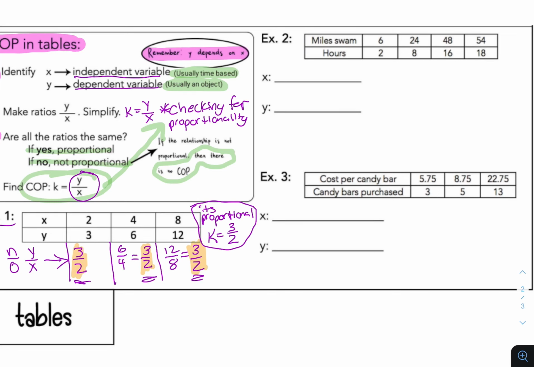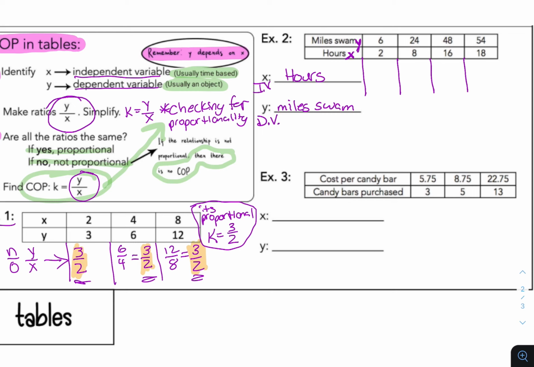Your independent variable, or the x, we'll call this the IV. Independent variable is the hours. The y, or the dependent variable, DV, is the miles swam. Now, to keep ourselves straight so we don't mess up, let's label it in our table. The hours swam is the x, and the miles swam is the y. See how they kind of reverse that on you there? That's why it's important to identify which one is the independent variable and which one is the dependent variable. That way you don't get tricked.